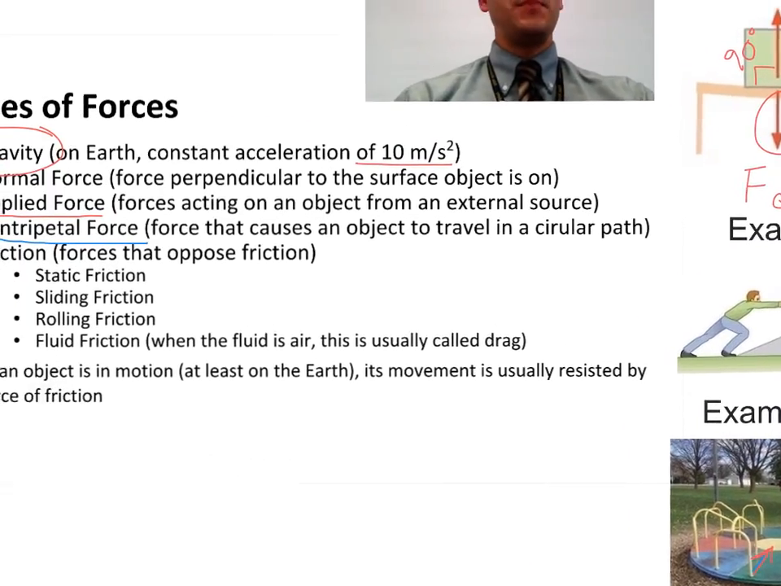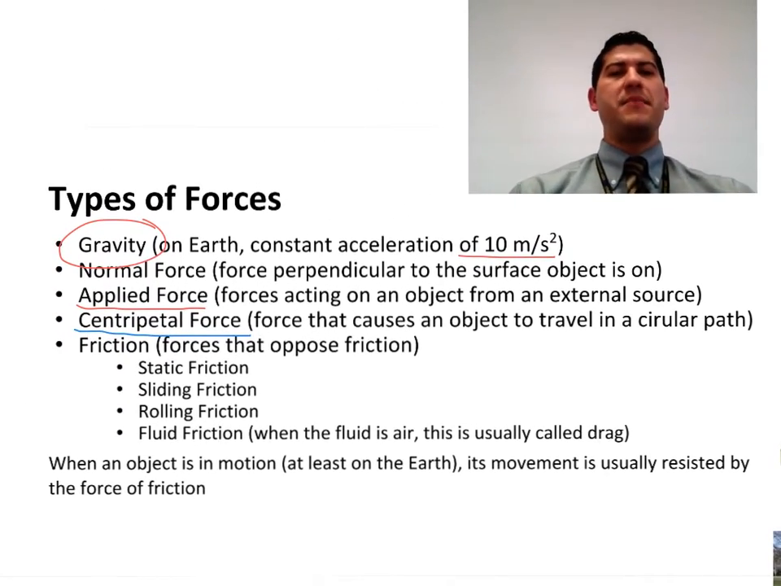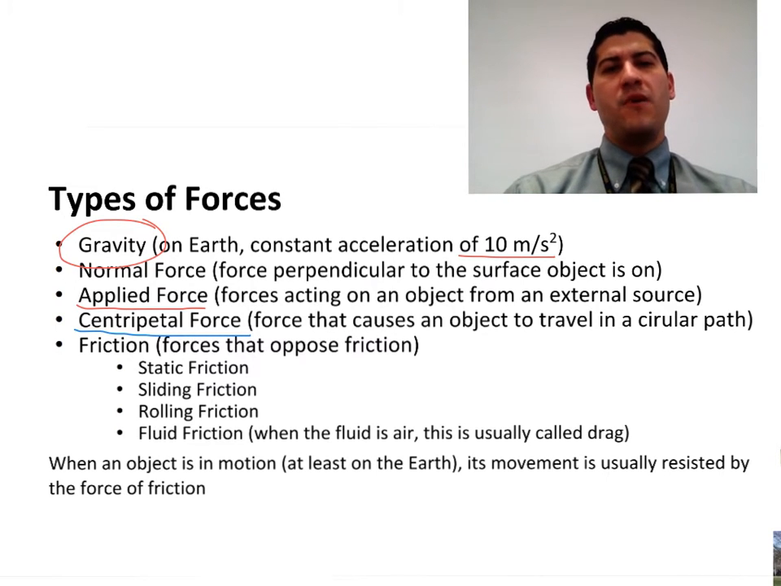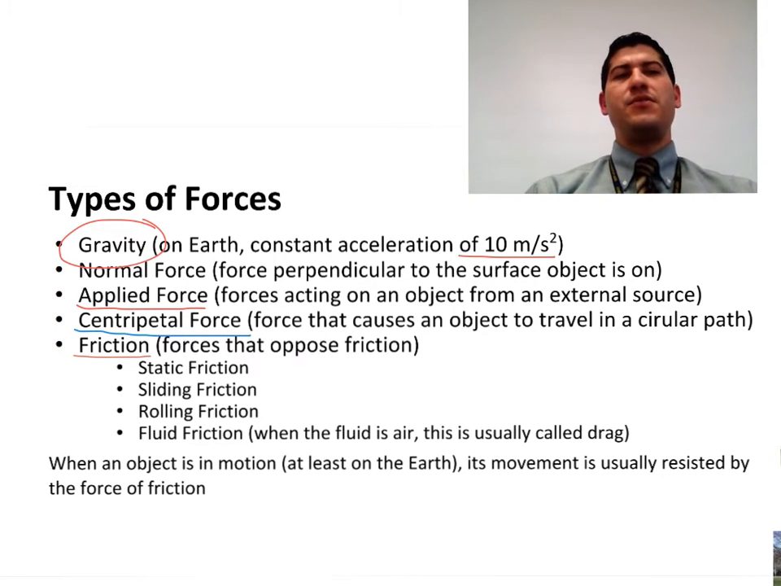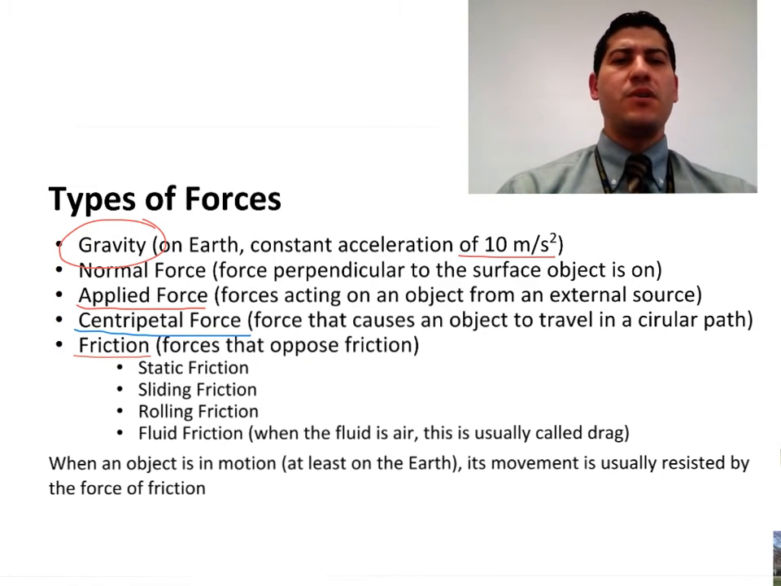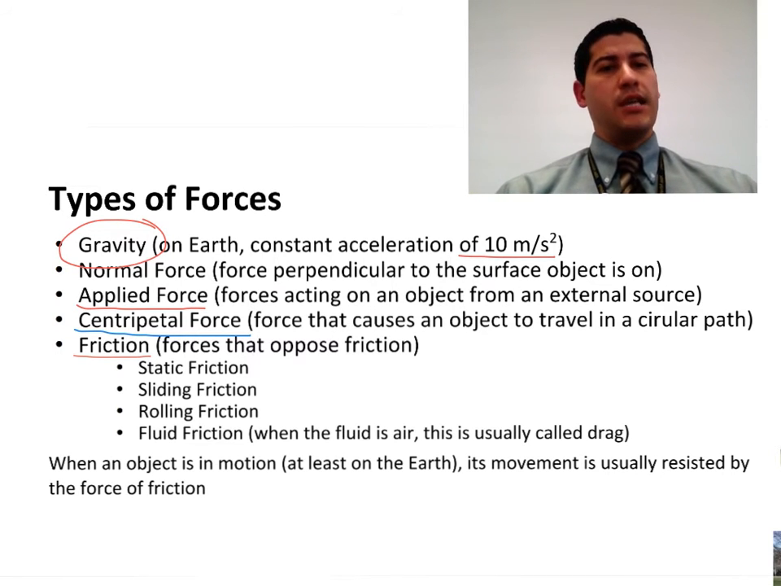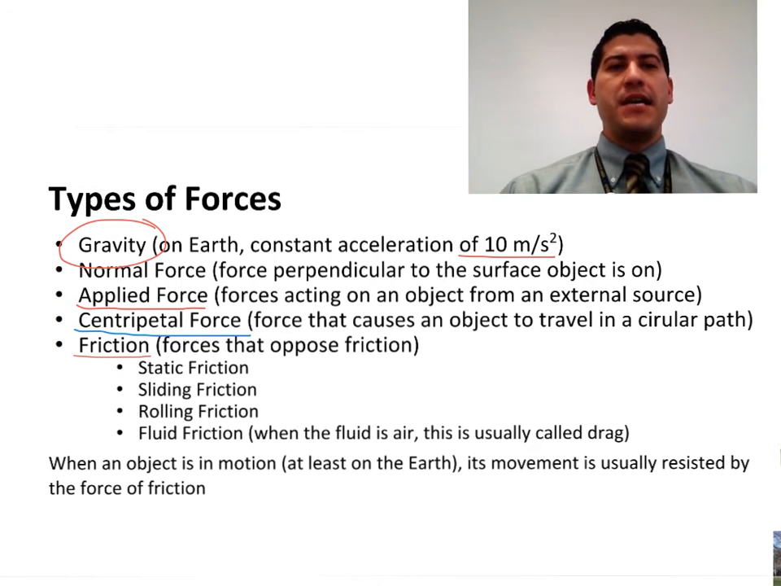All right, so centripetal force and applied forces tend to make things move or accelerate in a certain way. The force of friction is a very important force that tends to oppose any motion, especially when we're talking about motion on the earth. There are lots of different types of friction: static friction, sliding friction, rolling friction, and fluid friction. Remember, fluids can be liquids or fluids can be gases. If you're moving through a liquid or if you're moving through a gas, the gas or liquid will resist your motion with what we call fluid friction.